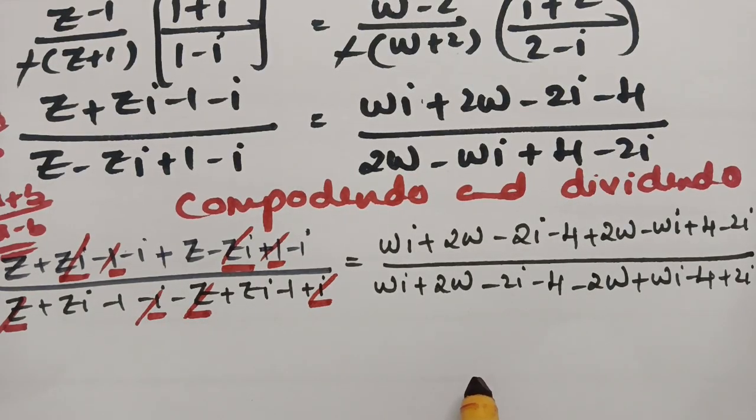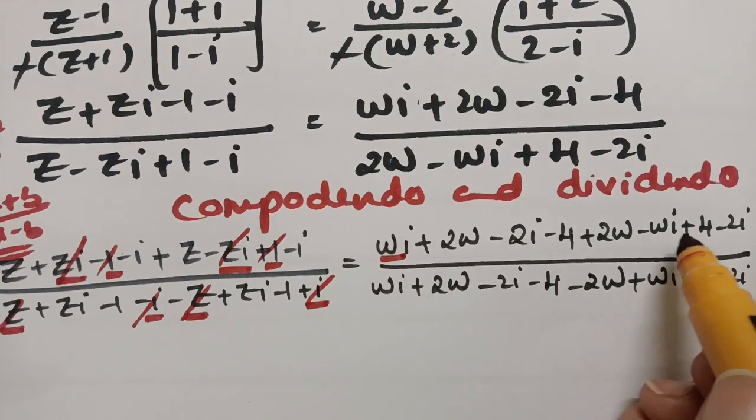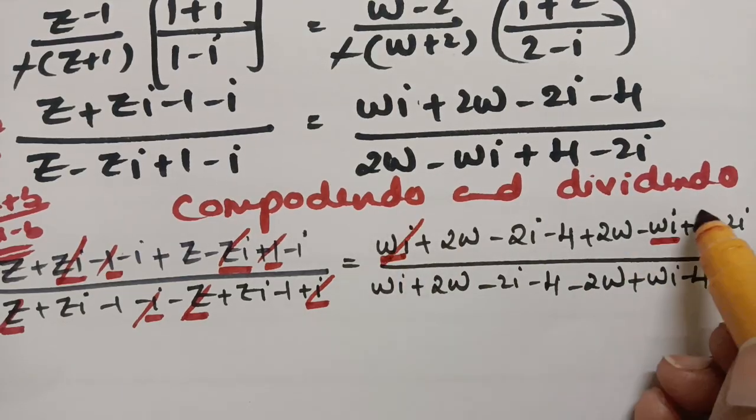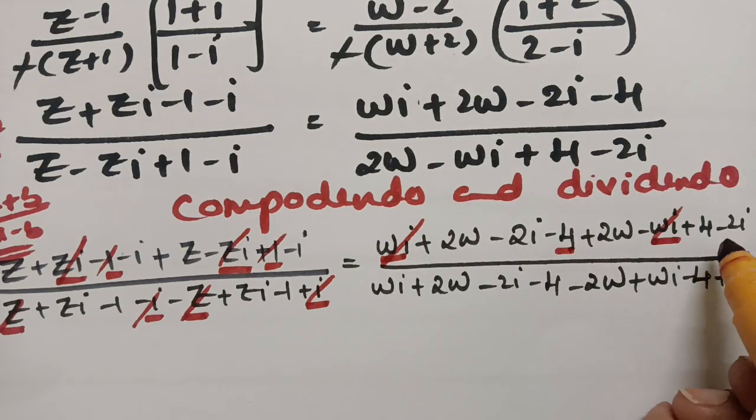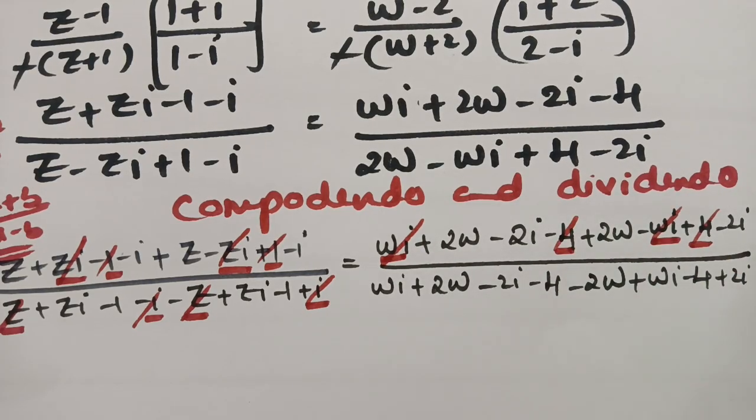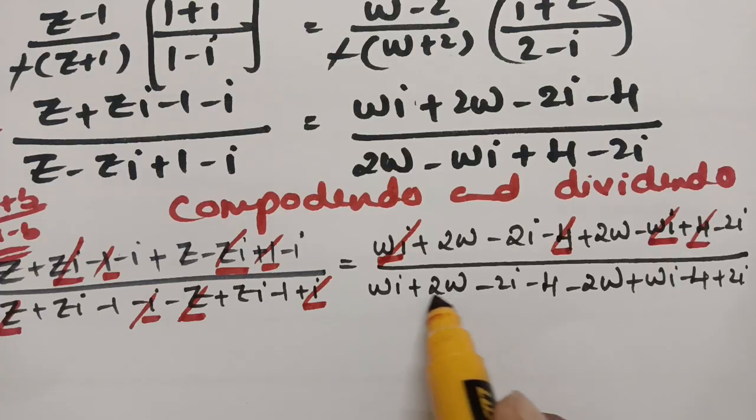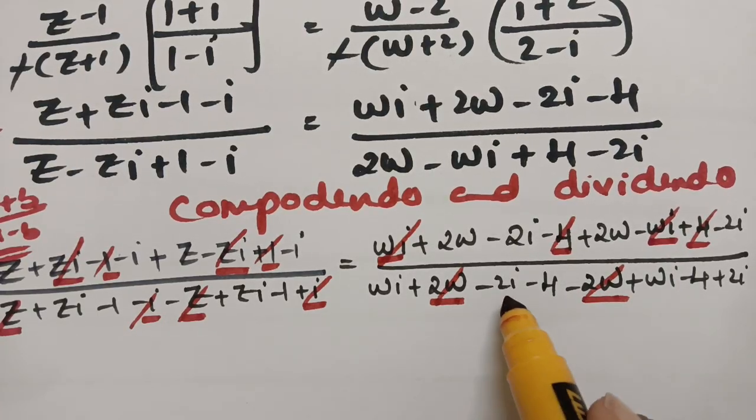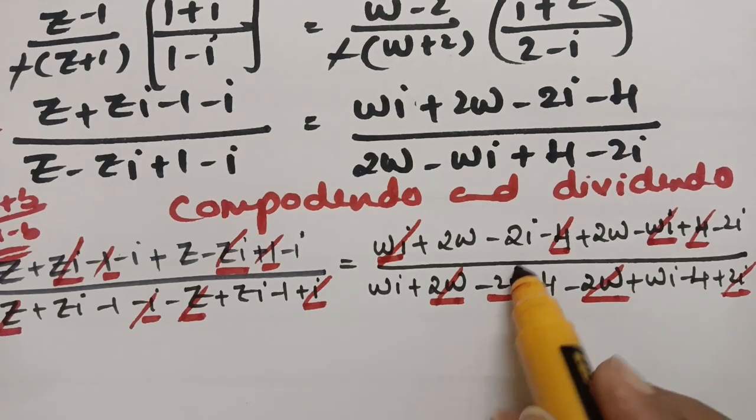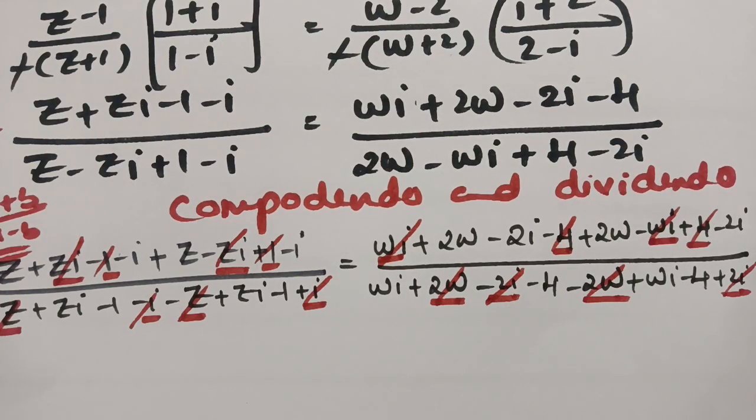And the next thing here is, so here this is Wi plus Wi and minus Wi got cancelled, and the next one here is minus 4 and plus 4 got cancelled. And the next one here, if you observe, this is plus 2i and minus 2i got cancelled, and the next thing here is minus 2i and plus 2i got cancelled. So remaining things I'm going to write here.